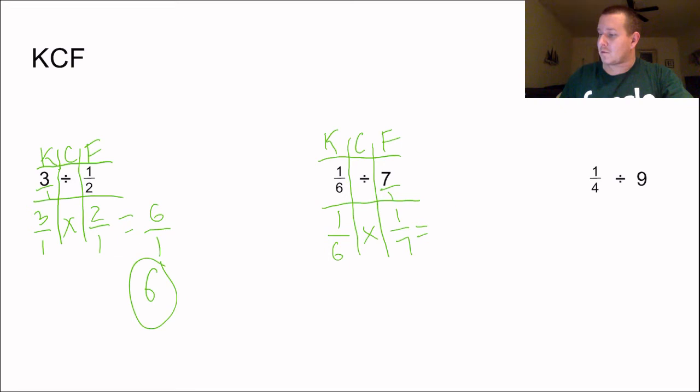And then 1 times 1 is 1. 6 times 7 is 42. And since that's a unit fraction, or it has a 1 in the numerator, that's a good answer. We got a good answer.